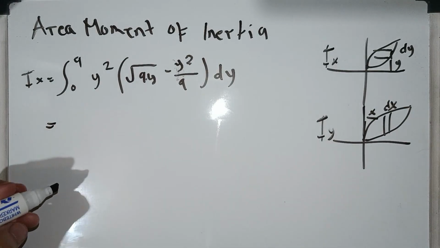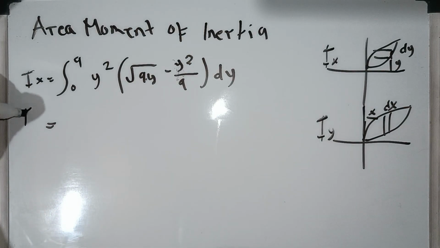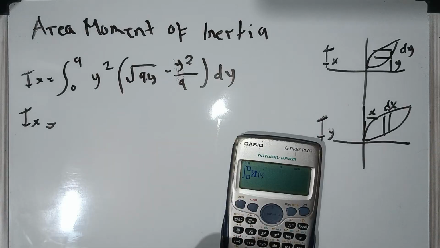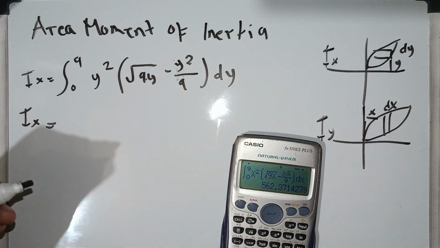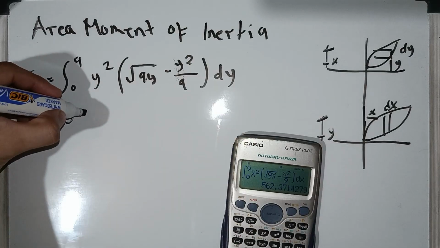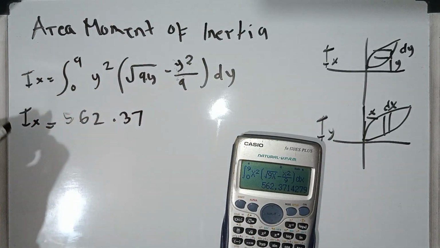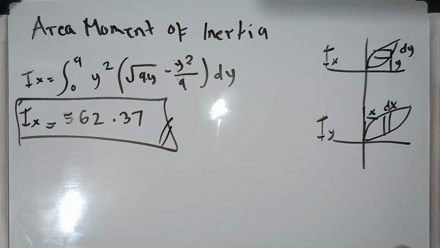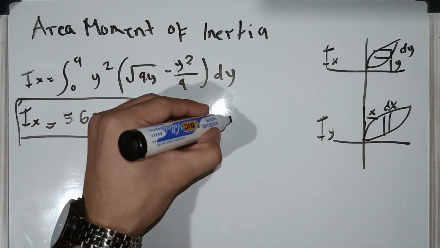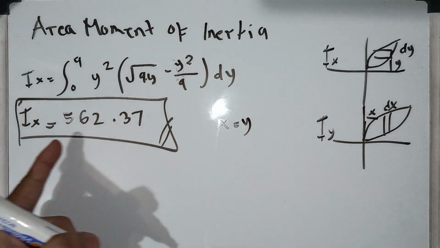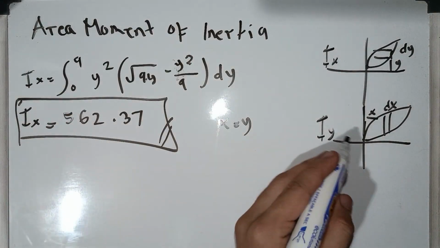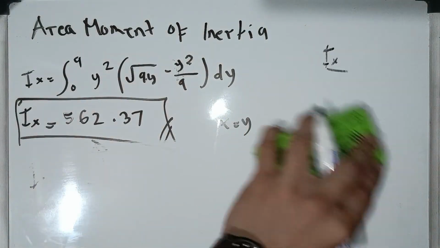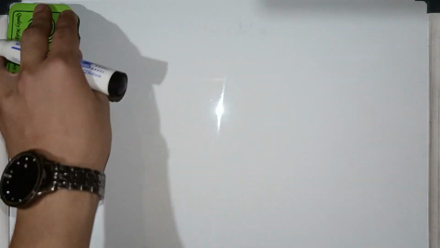So just a reminder, this tutorial is focused mainly on the formula and the process of solving. Let us now plug in our values in our calculator. So that is now equal to 562.37 units. So again, since our x and our y are the same, we can conclude that our area moment of inertia about the y-axis is also this one. And that's all for our third topic, which is the area moment of inertia.